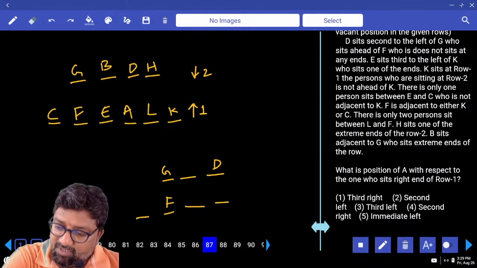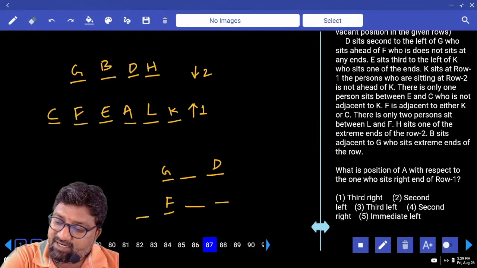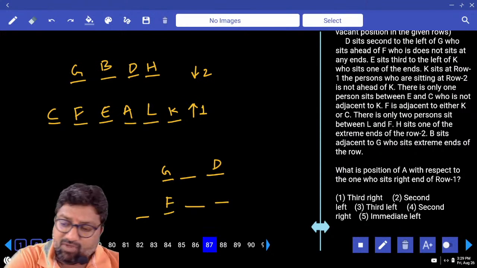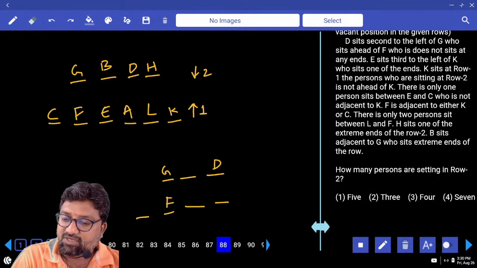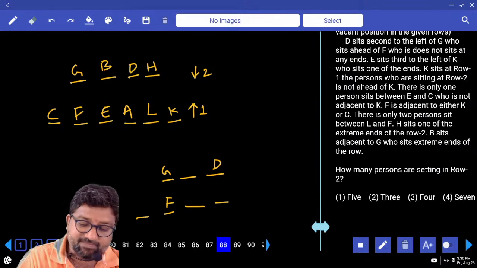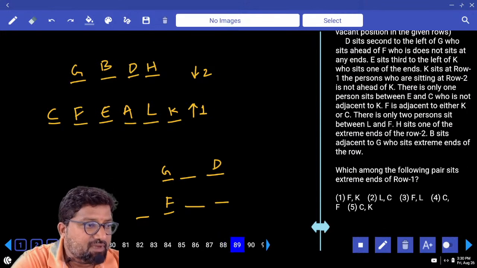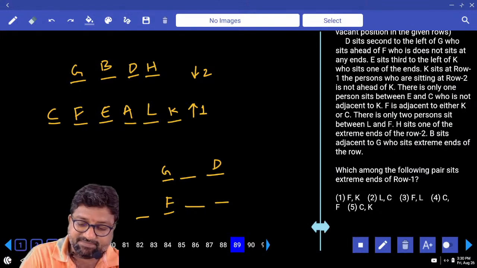2 people. What is the position of A with respect to the one who sits at the right end of row 1? Who is sitting at the right end of row 1? K. Second, left. How many persons are seated in row 2? 4. Which among the following pairs sit at the extreme ends of row 1? K and C. Option number 5.